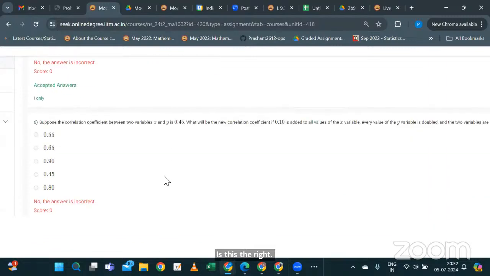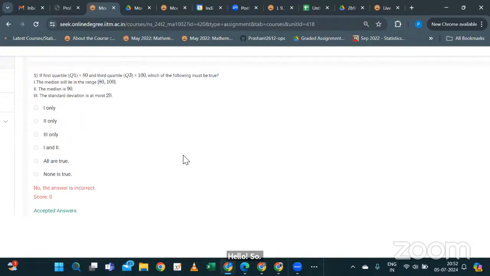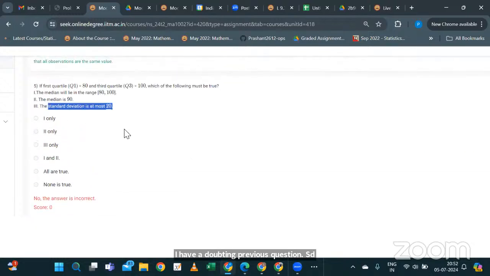Sir, I have a doubt in the previous question related to SD. Is there any formula to calculate SD using Q1, Q2, and Q3? No.